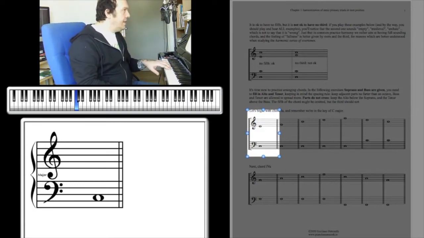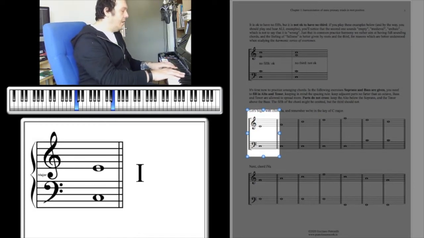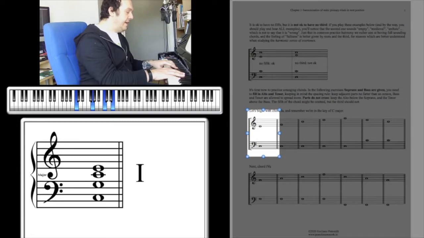C in the bass, E in the soprano. Okay, so I have to put the rest inside. So I have one root, I have the third. Now I think I can only have this in the alto and that in the tenor. I can't have anything else, because I cannot go above the E and I cannot go below the C.